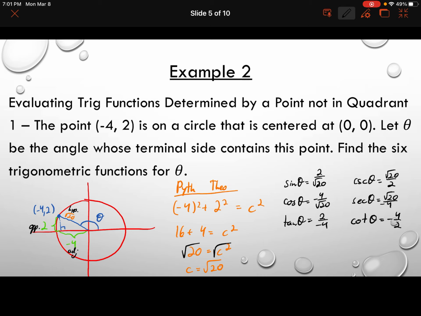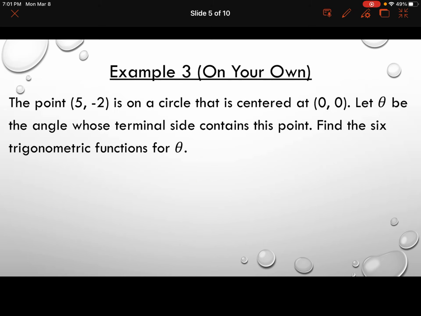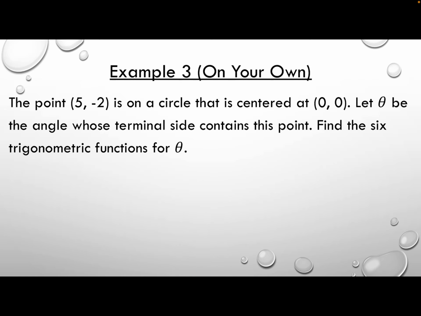So even if your point is not in the first quadrant, you'll see the process is basically the same, except this time, as you can see, one of our sides is negative. One of our sides is negative on our triangle, so that's something, obviously, that will reflect in our answers. All right. So now, example 3, you will be doing on your own. Example 3, you will be doing on your own, and once again, submitting in addition to your notes.